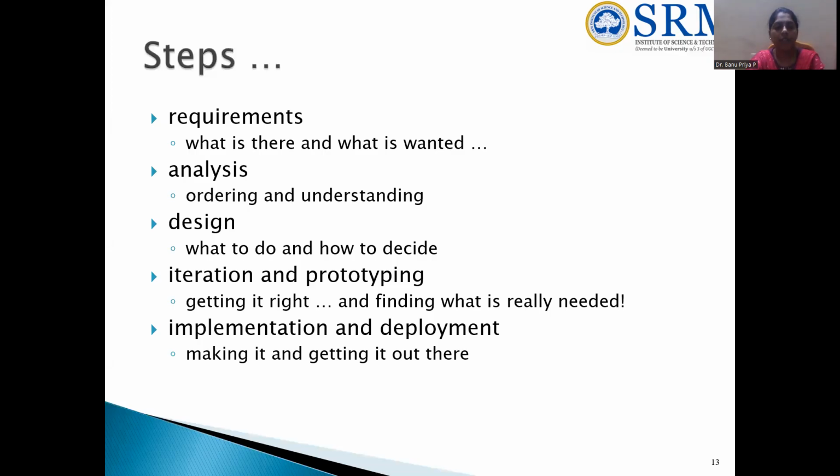The requirements, analysis, design, iteration, and prototype, and implementation are to be done. Requirements: what is wanted is requirement. Analysis: understanding is analysis. Design: how to, you understood it. Now, how to design it, you decide. Then iteration and prototype, yes, now we need it to be a prototype. Finally, we deploy it and the implementation is done right away.